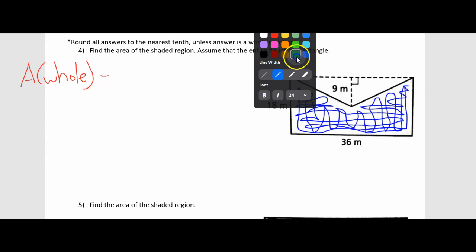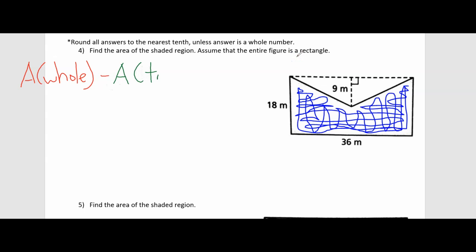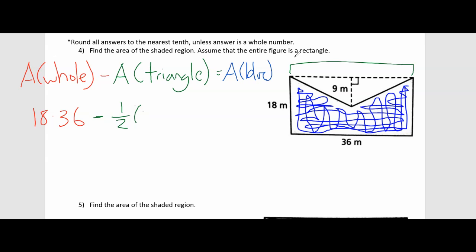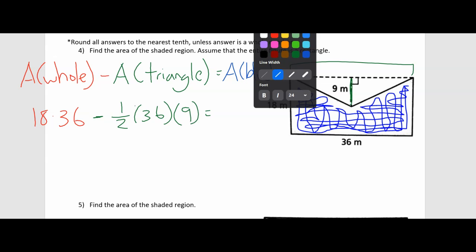minus area of the triangle equals area of the blue. So area of the whole, well, that's just a rectangle, right? So I have 18 times 36. Minus the area of the triangle, so minus 1/2 times the base of the triangle, which is 36, times the height of the triangle, which is 9, again, that's going to give me the area of the blue.